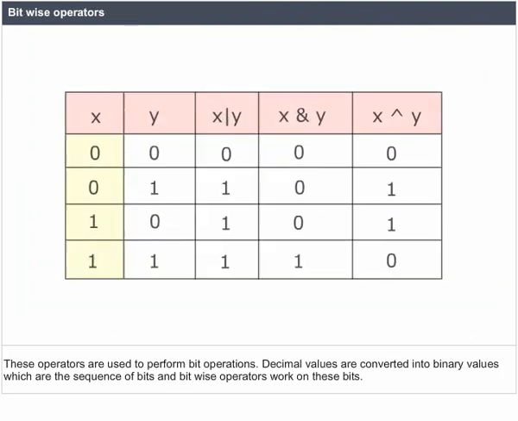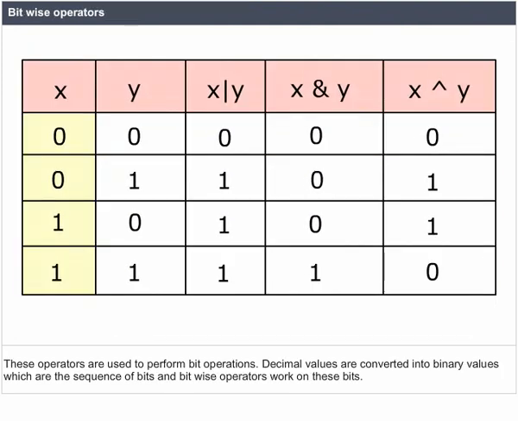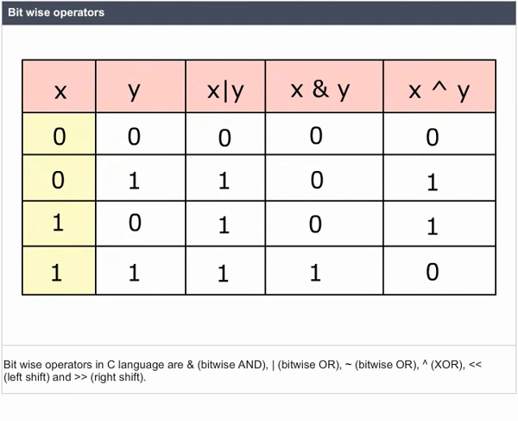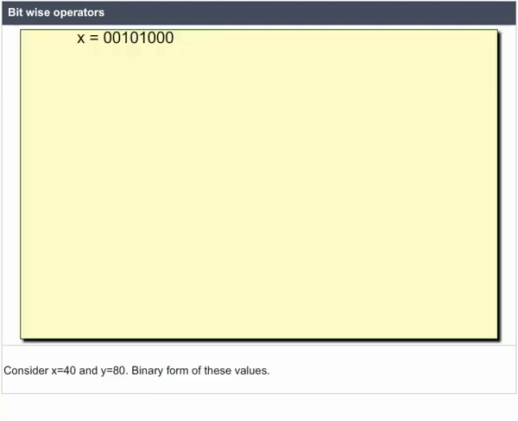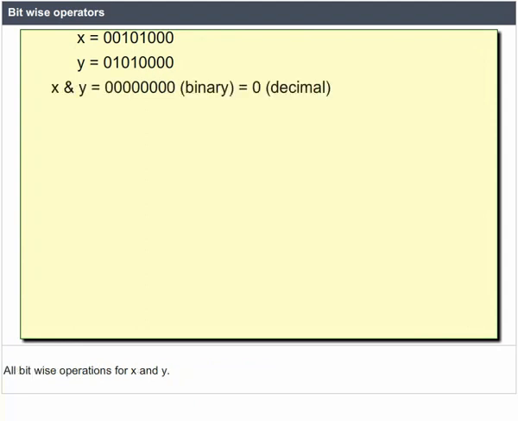Bitwise operators. These operators are used to perform bit operations. Decimal values are converted into binary values, which are the sequence of bits, and bitwise operators work on these bits. Bitwise operators in C language are bitwise AND, bitwise OR, bitwise NOT, XOR, left shift and right shift. Consider x is equal to 40 and y is equal to 80. Binary form of these values, all bitwise operations for x and y.